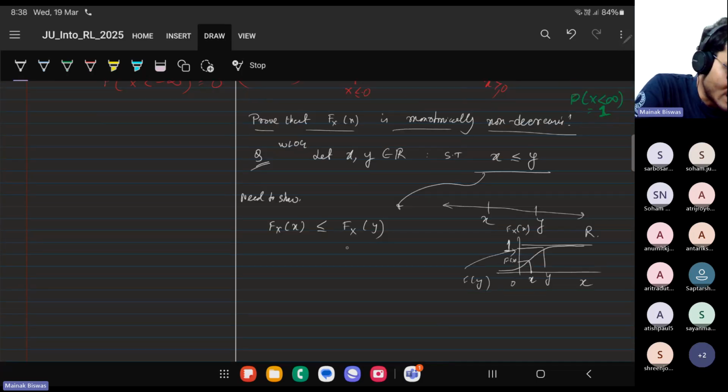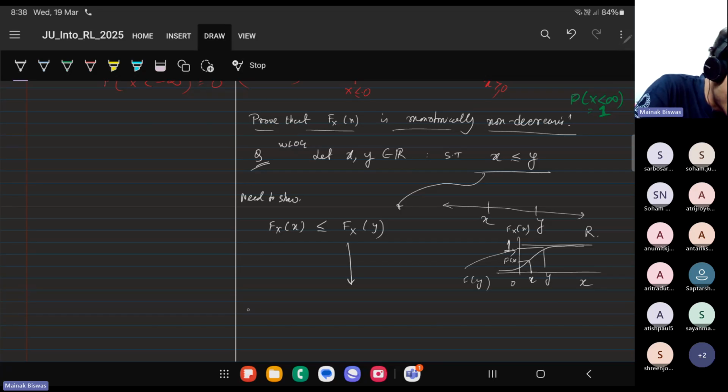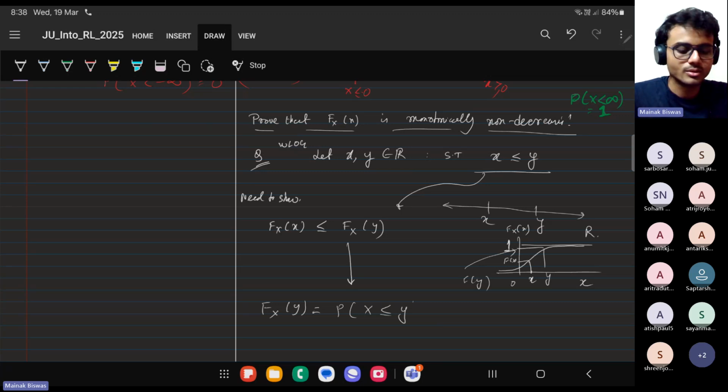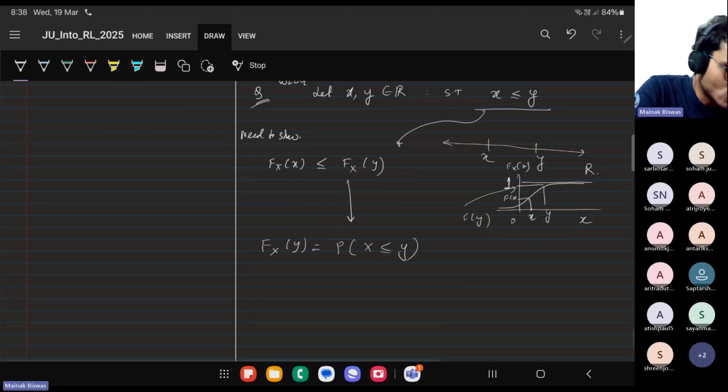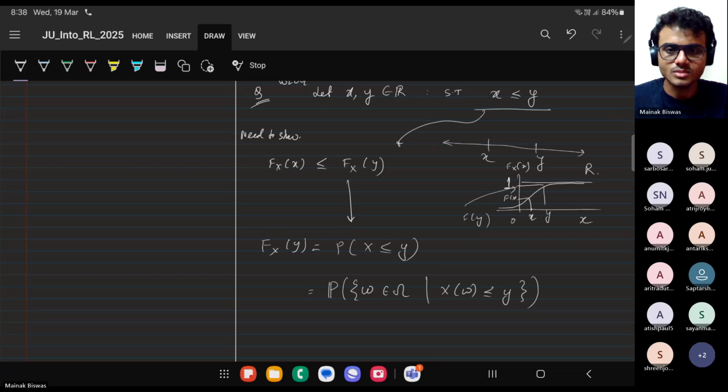I can prove this by taking the right-hand side. So let us take fx of y. What can I write this as? Probability of x less than y. Yes or no? Which means that these are all the events omega in the sample space such that x of omega is less than y. Yes or no? This is the definition.